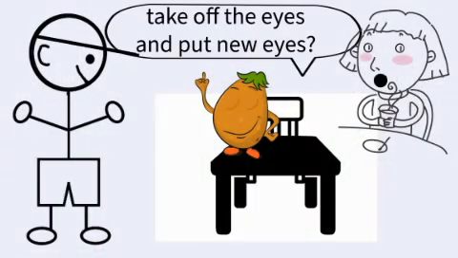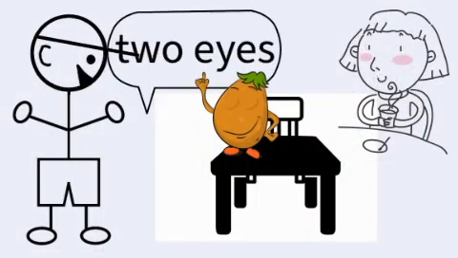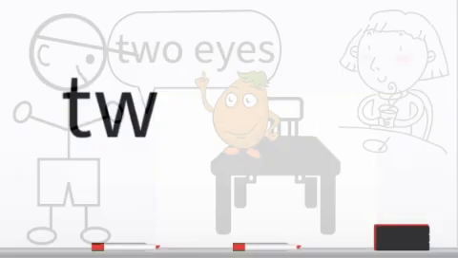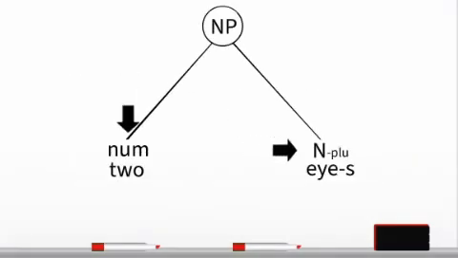What do you want to do? Take out the eyes and put new eyes? 2 eyes. 2 eyes is a noun phrase, the number preceding a noun according to the rules of English grammar. The plural suffix adds 1 morpheme, but does not add syntactic complexity.